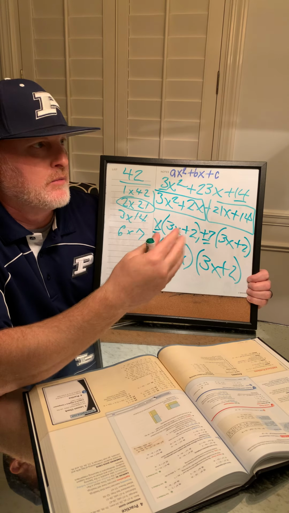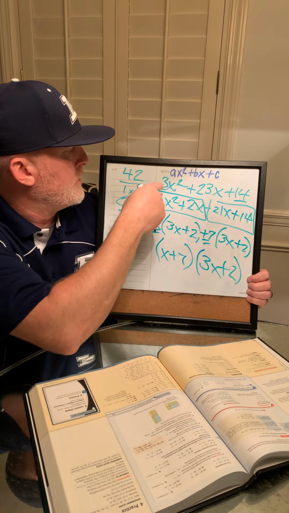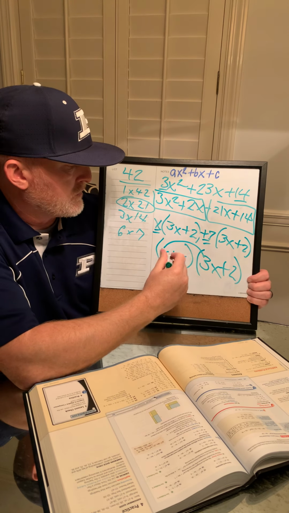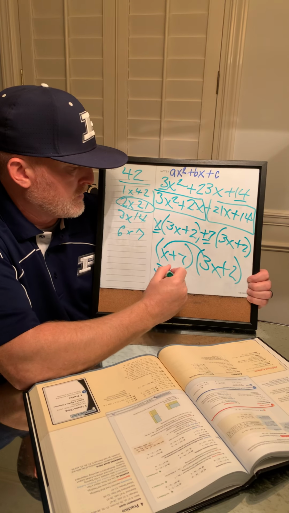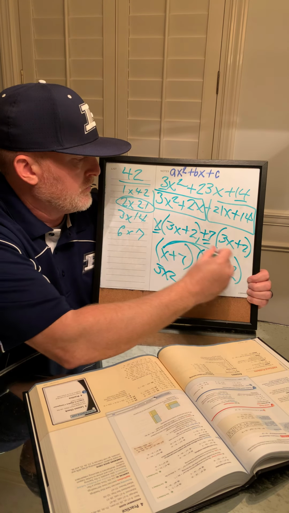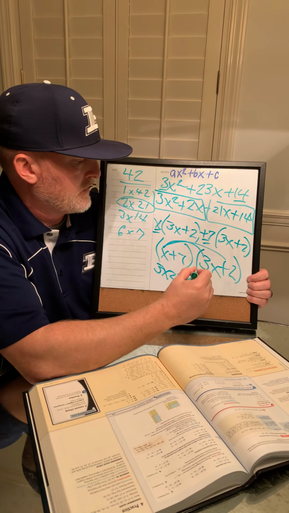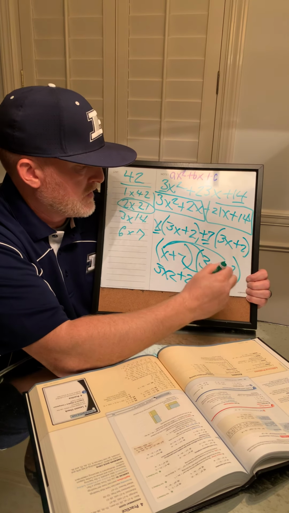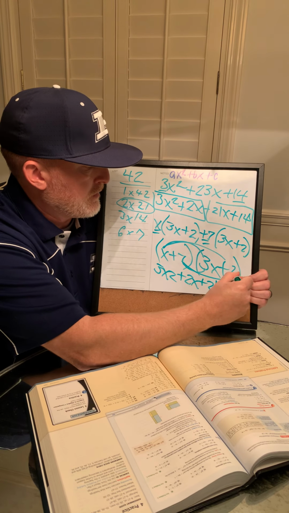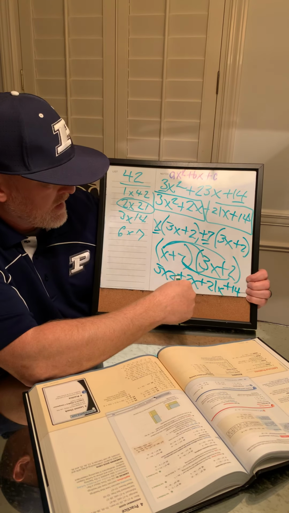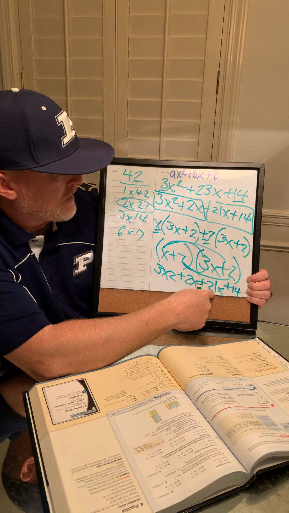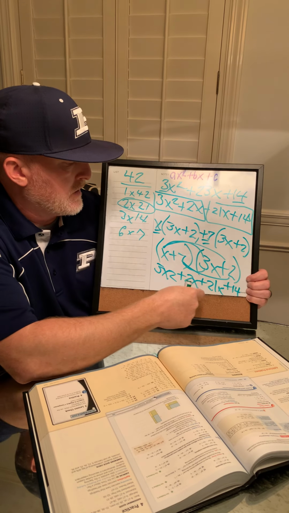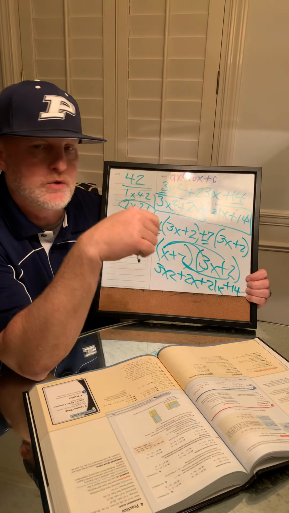We want to check that, make sure that when we FOIL that back out, we get our original trinomial. So first terms, x times 3x is 3x squared. Outside terms, x times 2 is 2x. Inside, 7 times 3x is 21x. And then our last term, 7 times 2 is 14. And again, 2x and 21x are like terms. 2x plus 21x is 23x. So we get 3x squared plus 23x plus 14.